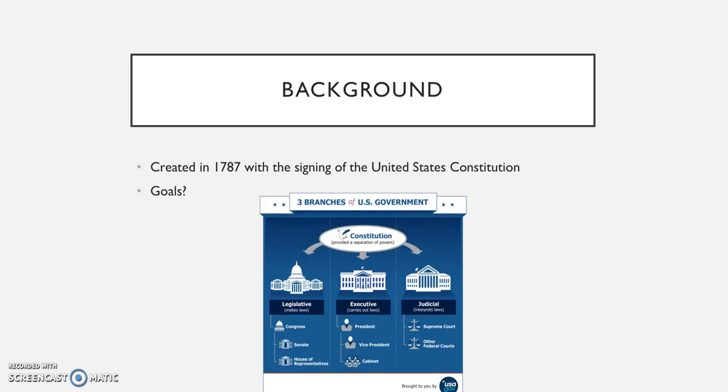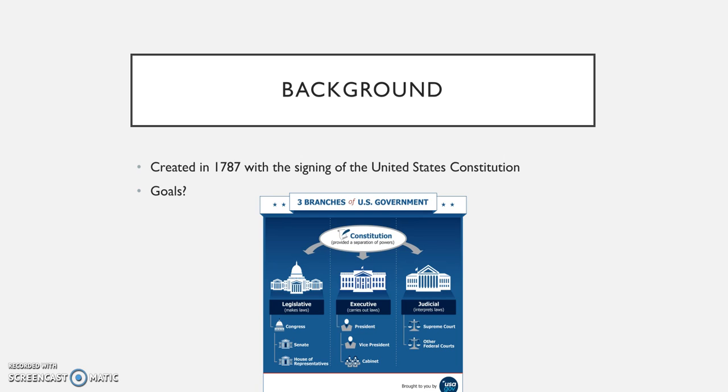So before we begin, here's a little bit of background information. The three branches of the United States government were created in 1787 with the signing of the United States Constitution. The goal of the three branches is to govern and separate the government. The term separation of powers was originally coined by the 18th century philosopher Montesquieu. The framers, or writers, of the United States Constitution were inspired by Montesquieu's ideas and decided to separate the government into three sections. Those sections are the legislative branch, the executive branch, and the judicial branch.